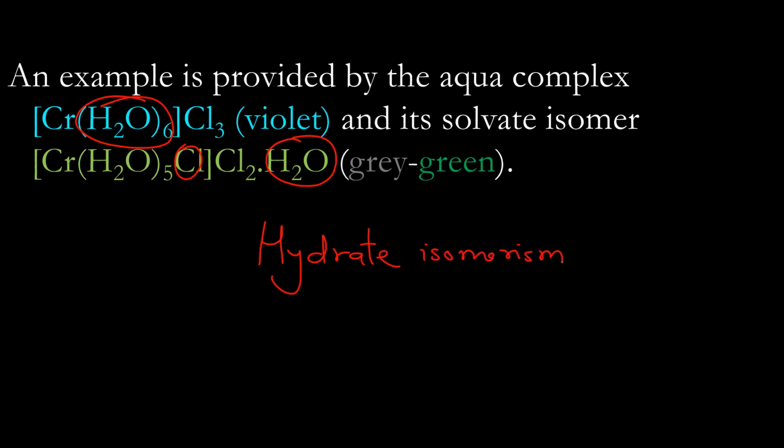Why specifically hydrate? Because H2O is the solvent. Otherwise, in place of H2O, if there is any other solvent, that will be solvate isomerism. So solvate isomerism is in the broad sense. Hydrate is a type of solvate isomerism when the solvent is H2O. Any confusion here?